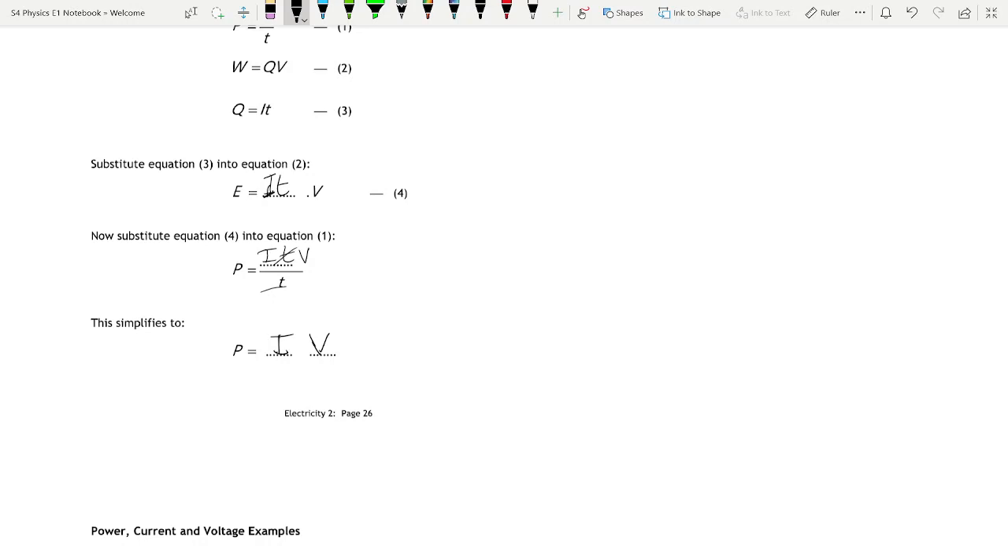If you like triangles, you can put P on the top and IV at the bottom. But obviously it's only three terms. You just need to watch the units when you're using it, as always in National 5. So make sure you've got the correct units when you're putting the numbers in. So there's a few examples on the next page. You can start having a read through it, just while I leave that for a second. Feel free to have a go.